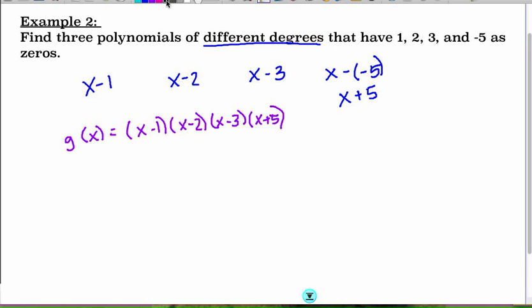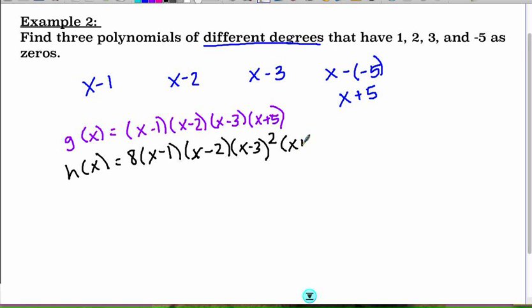I could write another example, say that I wanted to write h of x. I could write almost the exact same thing, but put a coefficient in front of it. So say I have 8 times x minus 1, x minus 2, x minus 3, but I could say that I have x minus 3 squared. Say I've got 2 of them, that's all right, and x plus 5. So ultimately, as long as these 4 roots exist somewhere in my polynomial, that's really what I care about.